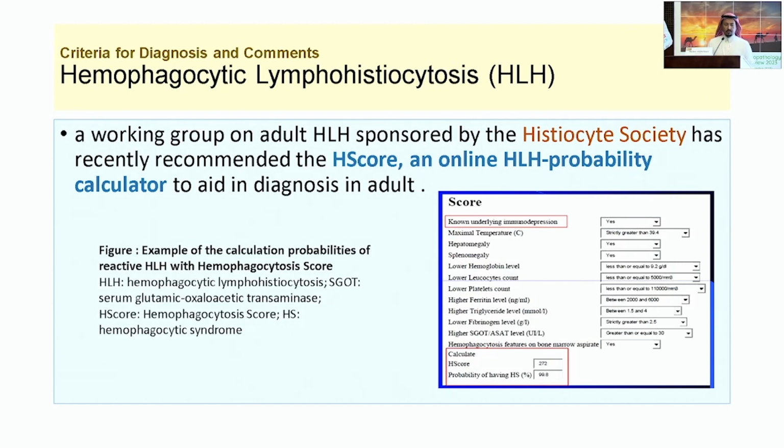There is a supportive diagnostic approach, which is the H-score. It has been provided by the Histiocyte Society. It is a kind of online calculation of HLH probability. So you go to the link and fill in the forms, and you will get the H-score and the probability of having HLH.